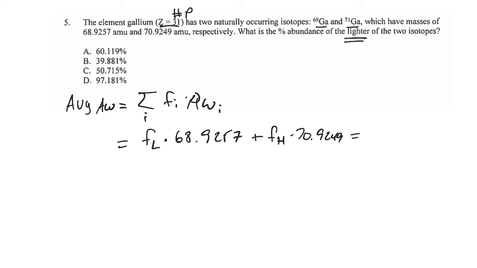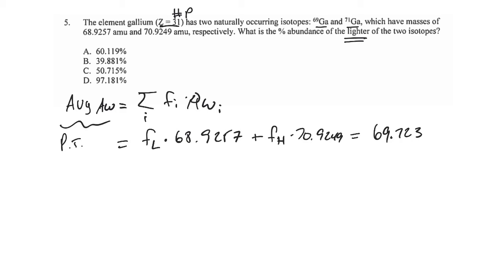So I need to check a periodic table. The key here is that we get this from the periodic table. So it's 69.723, is what I read from the periodic table.